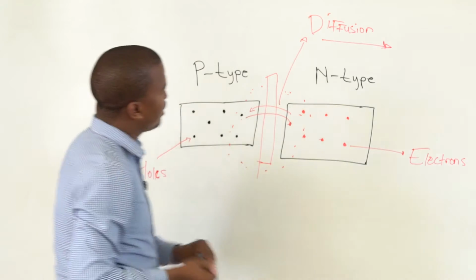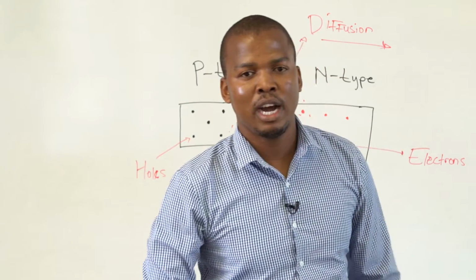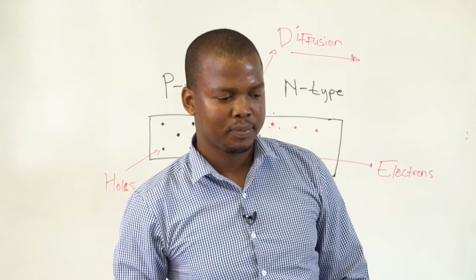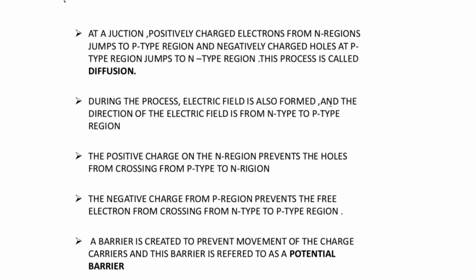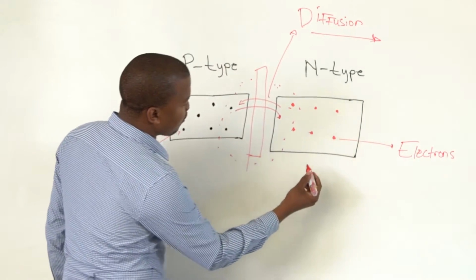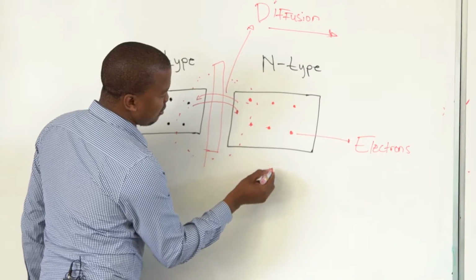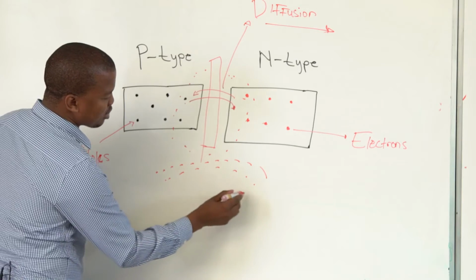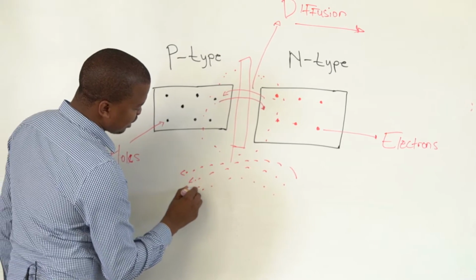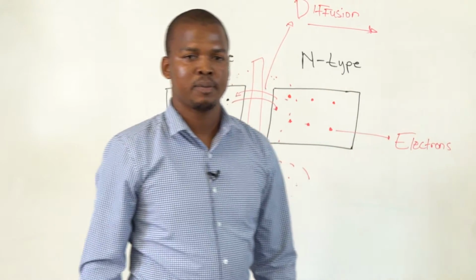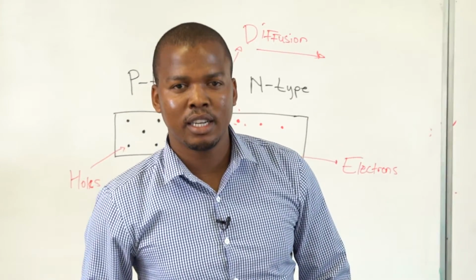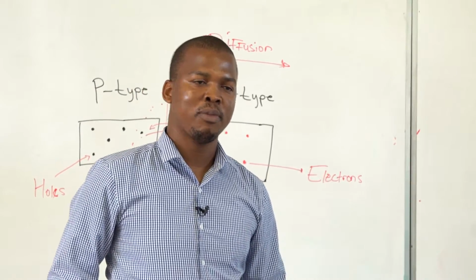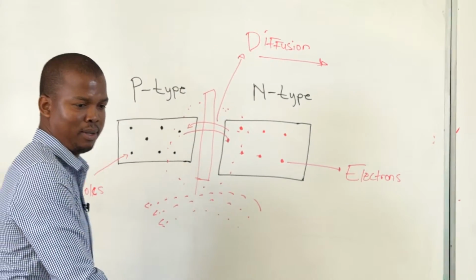Please take note of this explanation because it usually appears on your exam paper. During the process, an electric field is also created. And knowing from our previous lesson, the electric field goes from N-type to the P-type. If they ask you what is the direction of electric field in a PN junction, you'll explain that the direction of electric field is from the N-type to P-type.